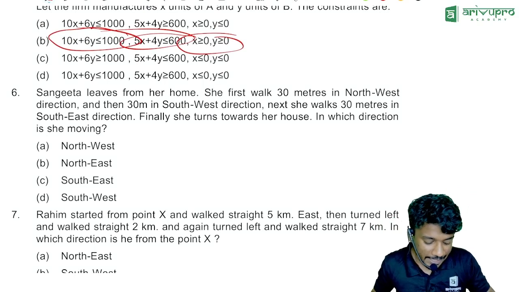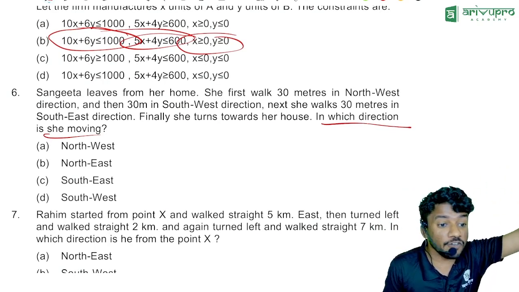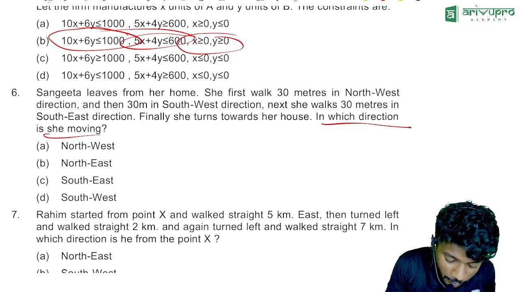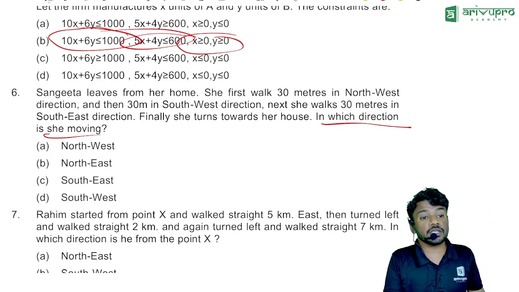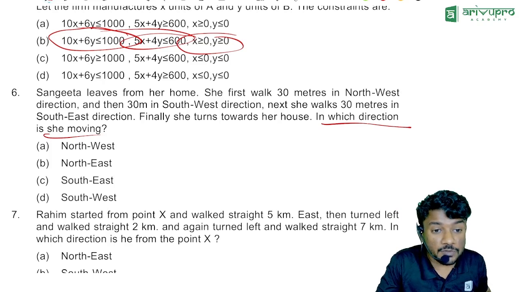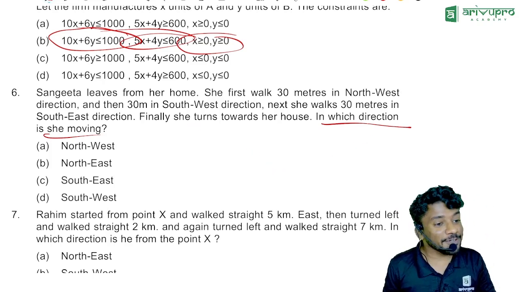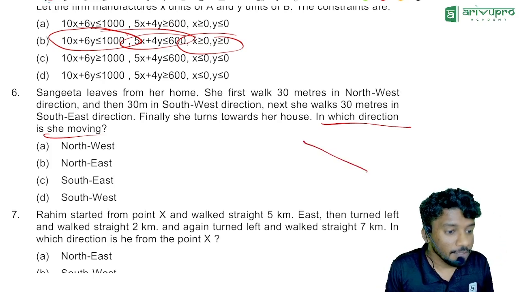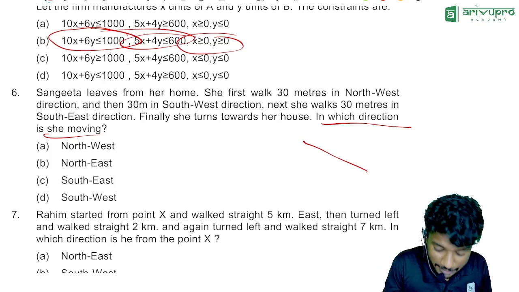Easy. In which direction is she moving? I told you, always read the last line first, then go for the first, whatever is written. So, Sangeeta leaves from home. She walks 30 meters in the northwest direction. So, she is moving in which direction? Northwest. Northwest is which direction? This direction or this direction? Both are this only, right? Yes. This direction.